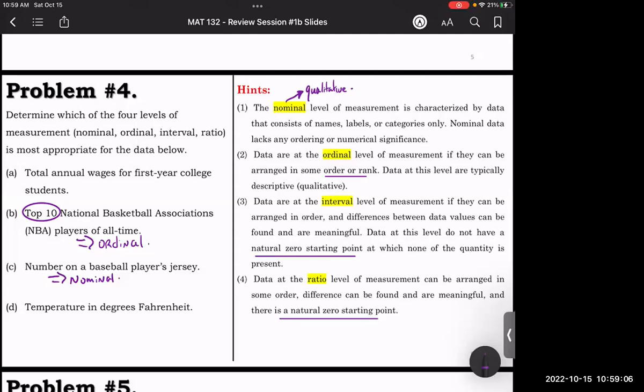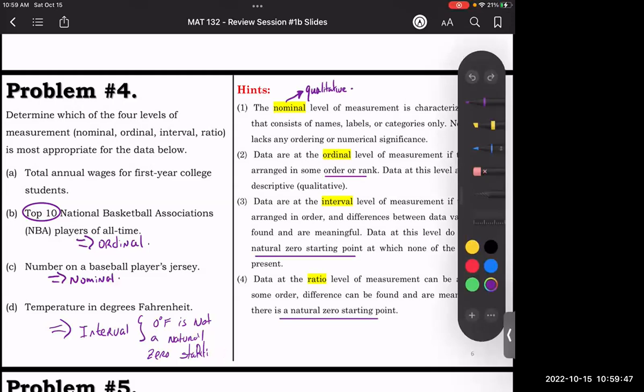We can convert it to Fahrenheit, depending on how bad their winter is, and if global warming is coming into play and they're in the 20s, 30s, then yeah, there's no natural starting point there with 0 degrees. So data at this level is going to be at the interval level, right? So 0 degrees Fahrenheit is not a natural zero starting point. It just means that if it's 0 degrees, it's too damn cold, and I'm hibernating.